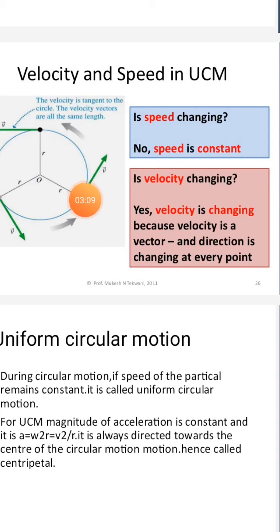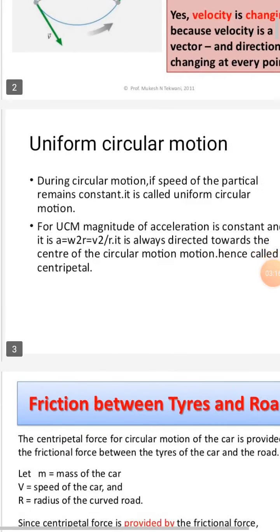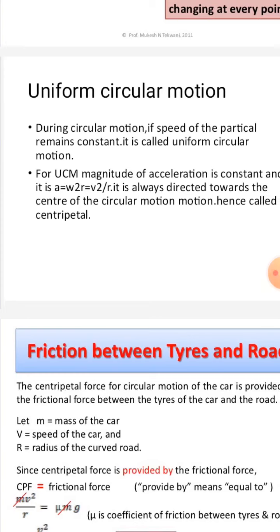So this acceleration is called centripetal acceleration, and it is given by a vector equals minus omega square r vector, that is equal to minus v square divided by r square, r vector.